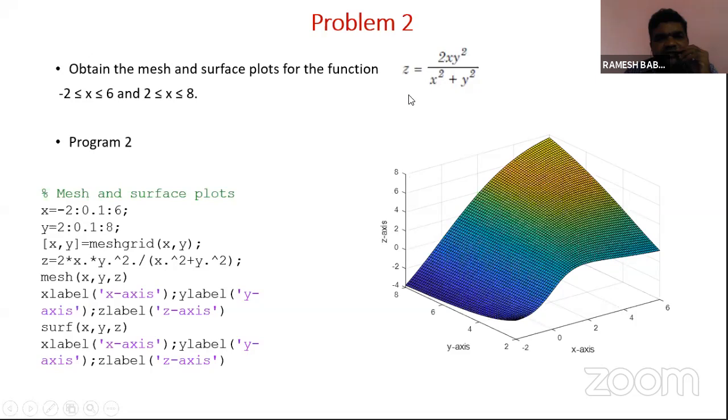Next, problem number 2, where z is equal to 2xy square by x square plus y square, where x has a limit from -2 to 6 and y from 2 to 8. Here in the program you can see x is equal to -2 to 6 and y is equal to 2 to 8. Sorry, there is a typographical error here, it is y. So z is equal to the given equation, then mesh, x label, y label, and surf, by using which we can get this effect, and x label, y label, z label. Here you can see the x axis, y axis, z axis labels. In this way we can solve any quadratic equations, cubic equations, all algebraic equations, by using the preliminary knowledge we have gained.